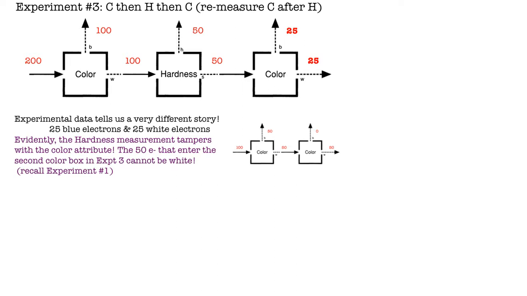Okay, but for now, the bottom line is that even though an electron used to be white, that does not mean that the electron in the future is going to be white if there was a hardness measurement in the meantime.